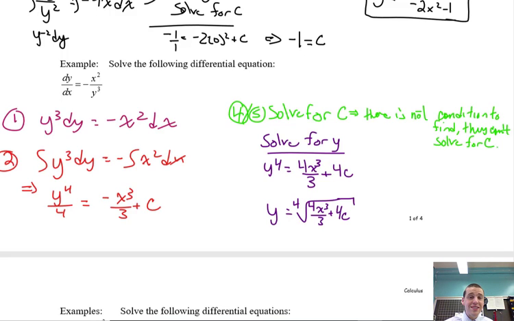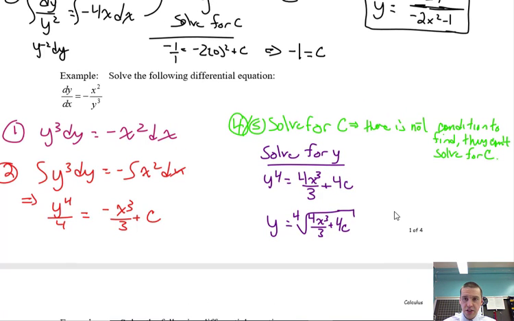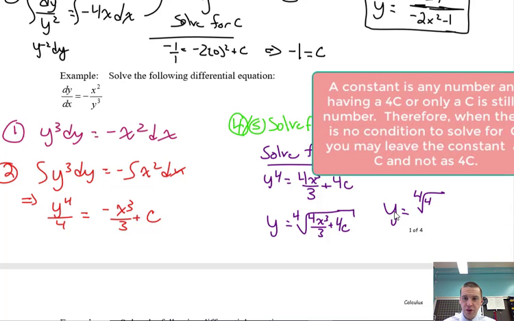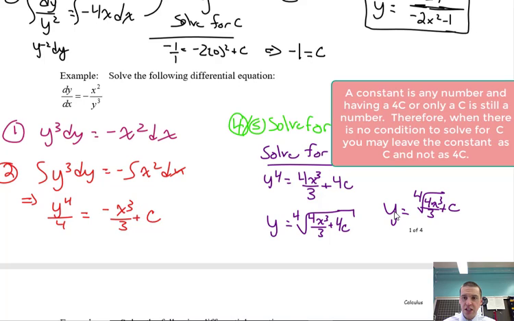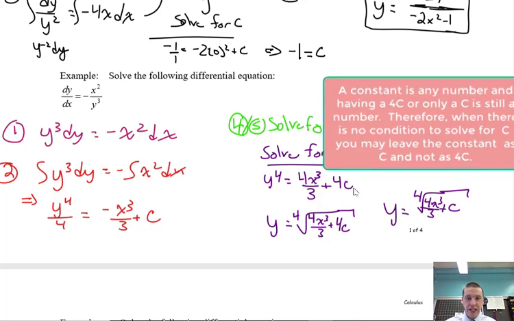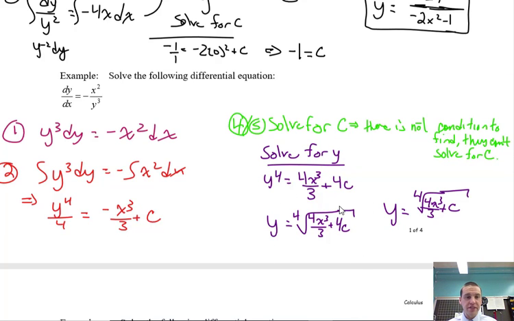And so the difference here that you saw is that you had no initial condition or condition point given to you, so there is no way to solve for c, which is what I wrote right here. With that, when you solve for c, there is another way you could write this, and you could have written it as y equals the fourth root of 4x cubed over 3 plus c. This is your answer, and hopefully you got that right.